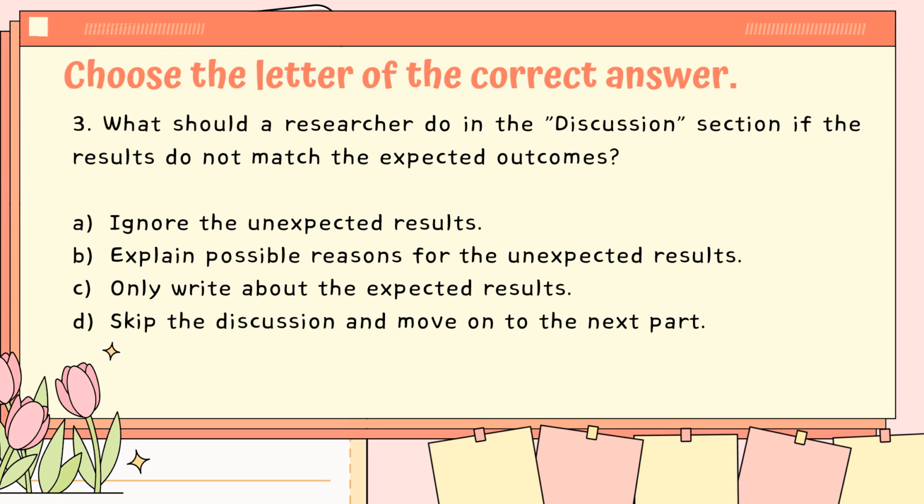3. What should a researcher do in the discussion section if the results do not match the expected outcomes? A. Ignore the unexpected results. B. Explain possible reasons for the unexpected results. C. Only write about the expected results. D. Skip the discussion and move on to the next part.